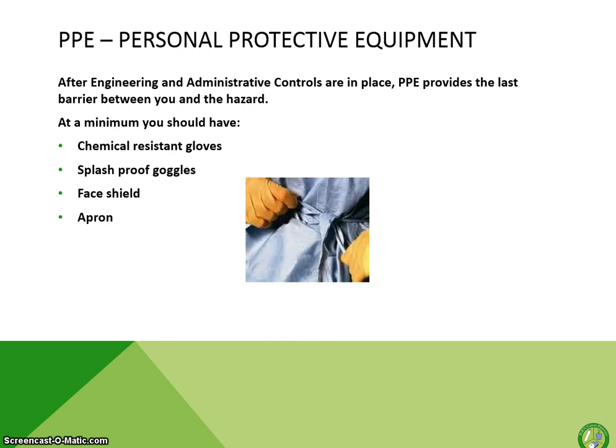Another way to protect yourself while you're working in the lab is through personal protective equipment. That's your barrier to the exposure. We will, at a minimum, have gloves, goggles, and an apron.